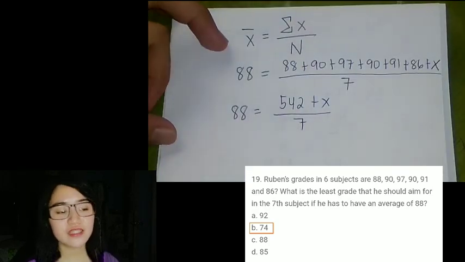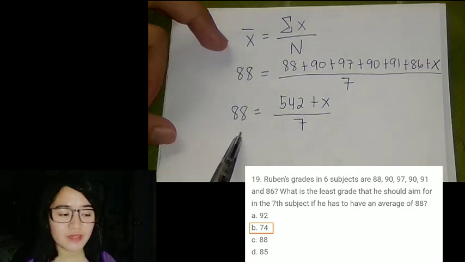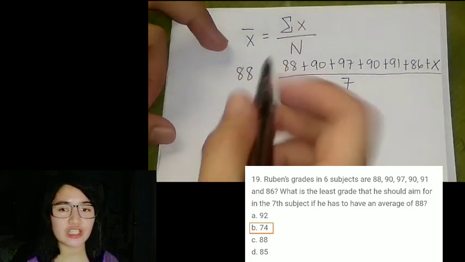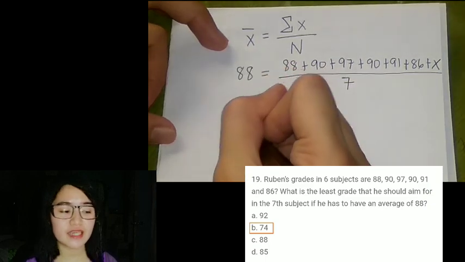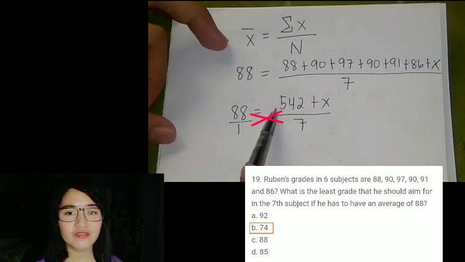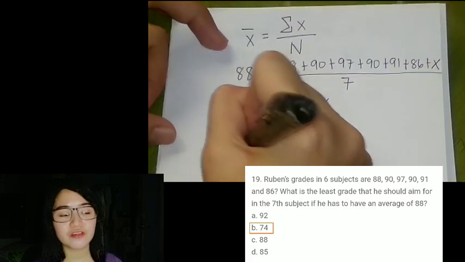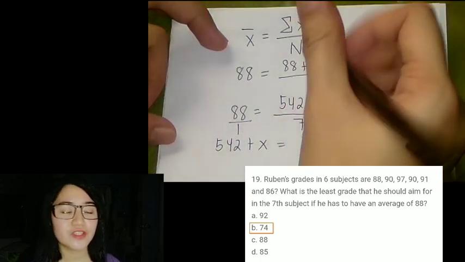Then, after nyan, kapag kaganyan kasi at kailangan natin makuha yung value ng x, makita nyo fraction, gamitin natin dyan is cross multiplication. Pag cross multiplication, since whole number yung nasa kabilang side, 88, obviously meron siyang invisible na denominator na 1. So cross multiply, so yung 1 na denominator ng 88 i-divide, ita-times natin doon sa 542 plus x.